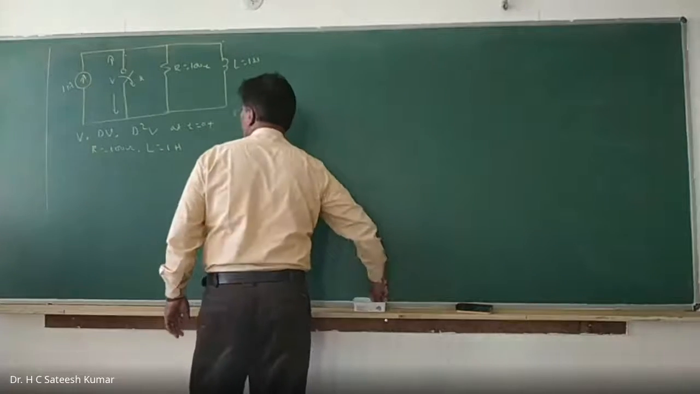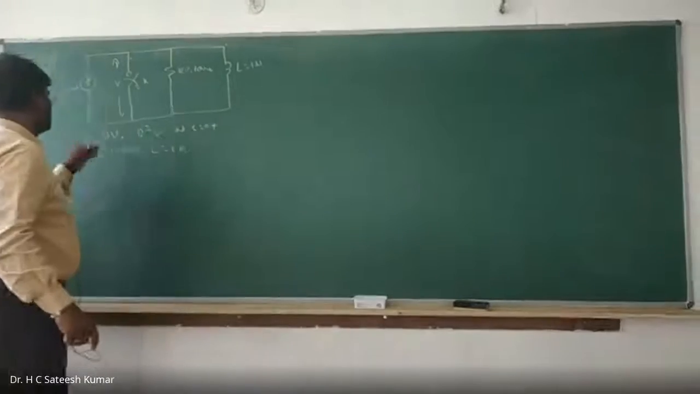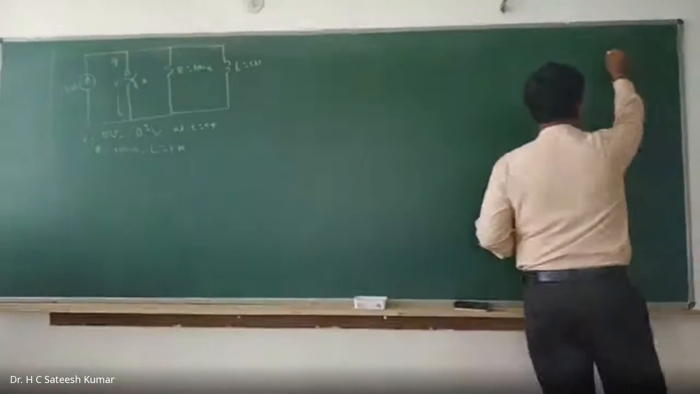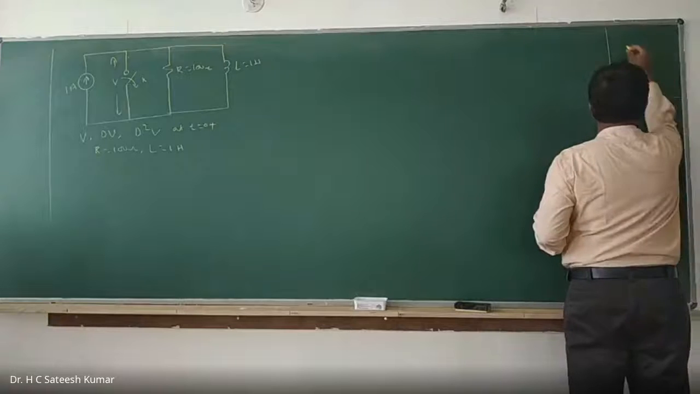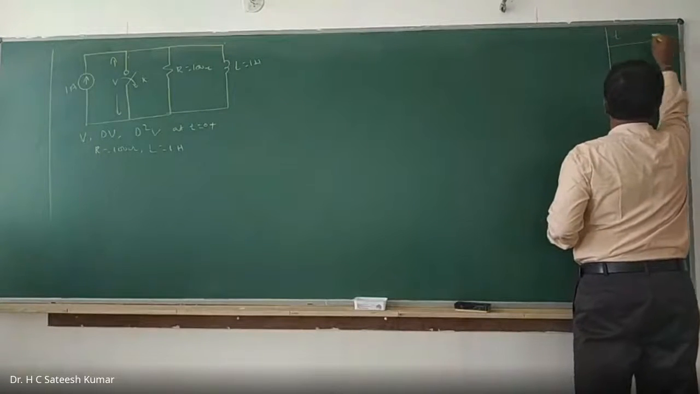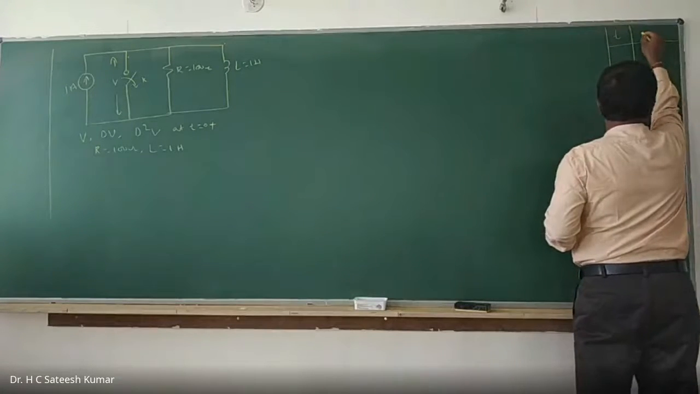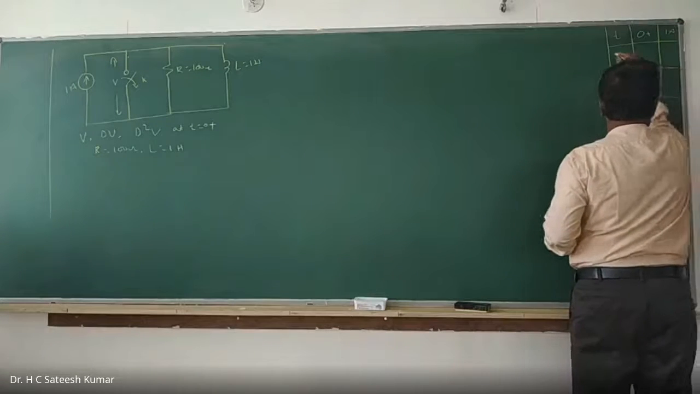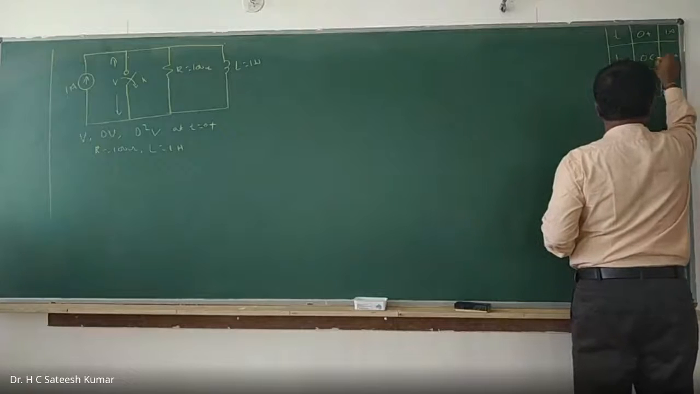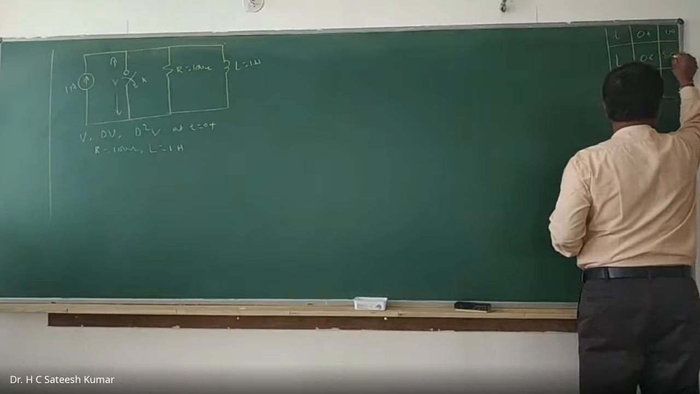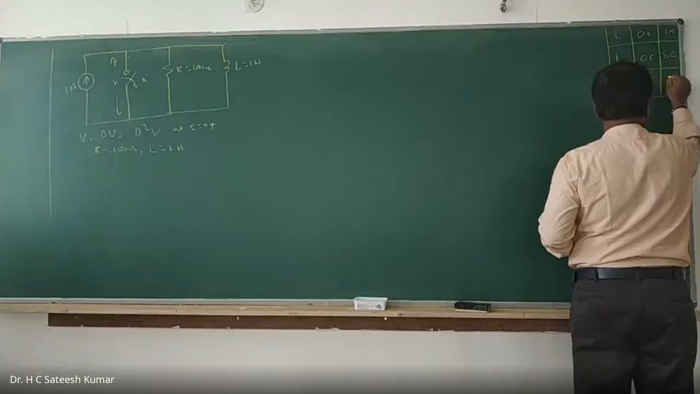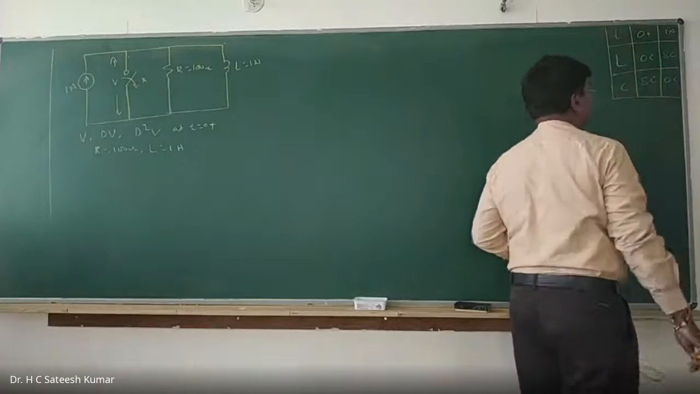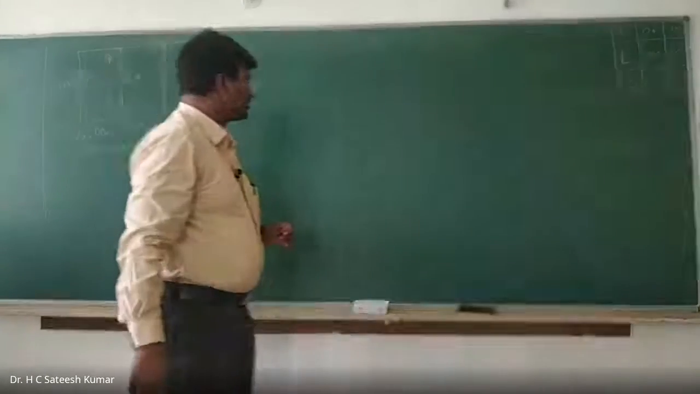So initially, what is it that we have? The conditions you should remember: at t at 0 plus and t at infinity, for L and C. L is open circuited at 0 plus, and short circuited at infinity; C is short circuited at 0 plus, and open circuited at infinity. This you remember. This is steady state, this is the transient response. This table will continue.